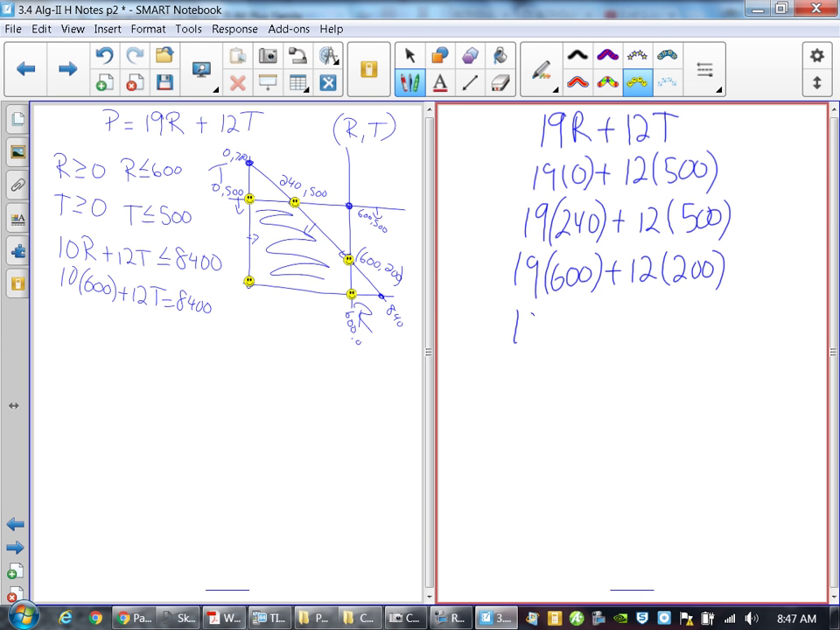Does everybody see what I'm doing here? So you're plugging in all the points so you can find your max. I'm just picking those out, and I'm disregarding the 0, 0 because gots to make money. And there, that's all you gotta do.